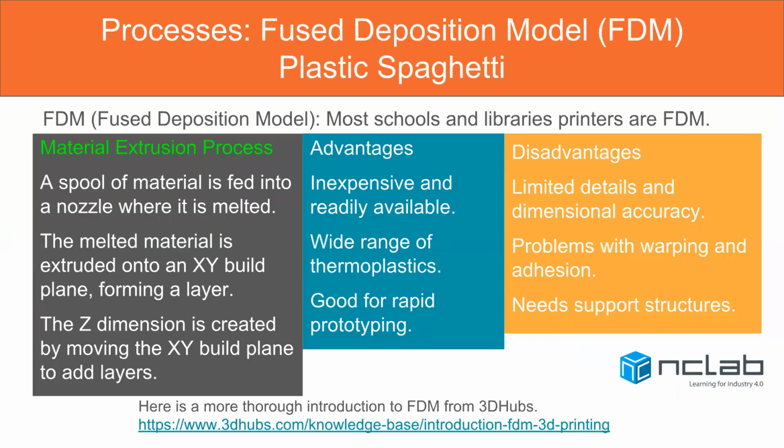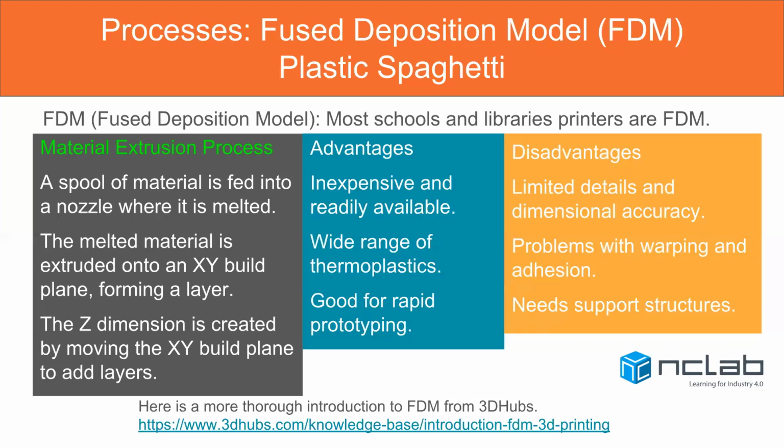Okay, our first one, fused deposition model, and this is going to be almost all the printers you initially get at a school or a library or even at home, and that's your plastic spaghetti printer. The name of the process is actually called material extrusion process, and how it works in the gray box on the left is that a spool of material is fed into a nozzle. This is then melted, and then the melted material is extruded onto an XY build plane.